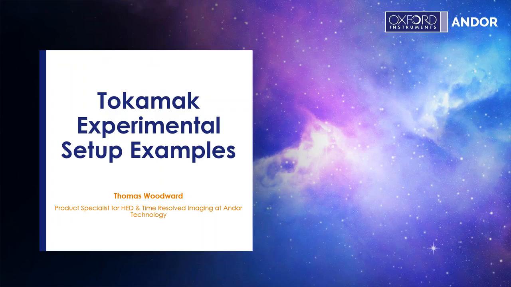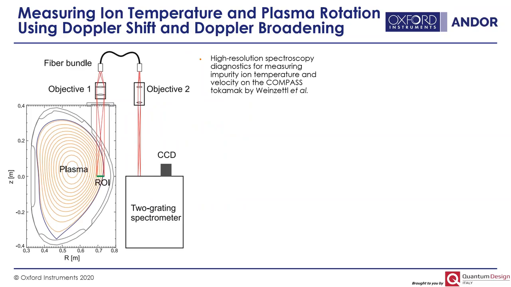So next, I have a few examples of where some of our cameras in particular have been used in tokamak experiments and how they've overcome some of the challenges that are faced in these kinds of imaging environments. In this example, they were interested in measuring how ion temperature and plasma rotation varied within the plasma, and they were using Doppler shift and Doppler broadening to do this.